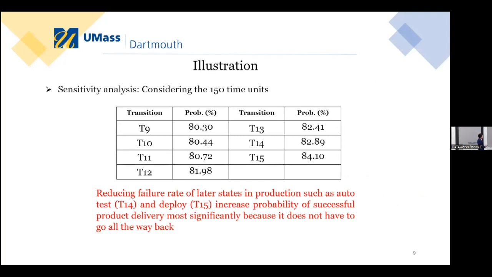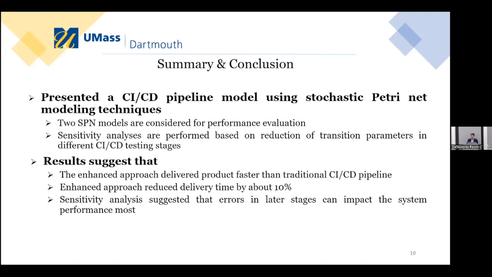overall performance the most. For the summary and conclusion, here we propose a stochastic Petri net model for the performance evaluation, while our enhanced model outperforms the traditional CI/CD pipelines, and it can reduce the delivery time by 10%. And the sensitivity analysis suggests that failure in the later stages can impact the overall system performance.